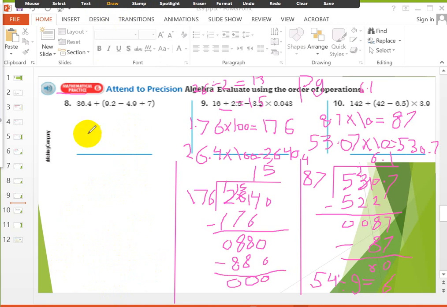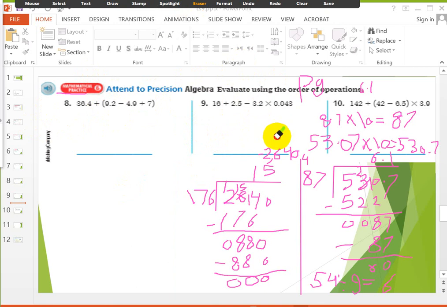Okay, let's find the answer for number 8. In number 8, I have to order the operations, and you know how to order operations. The first thing I have to think about is the parentheses. Okay? The first thing I have to think about is what? Parentheses. So I have to do the operation in parentheses in this sentence. So the first thing is parentheses.